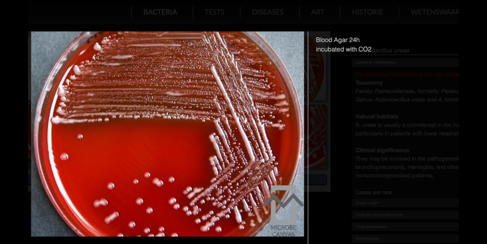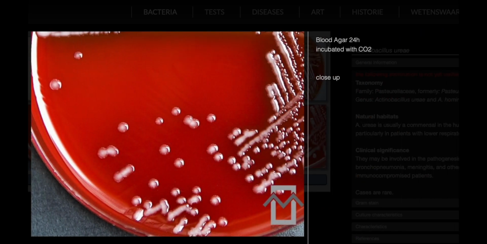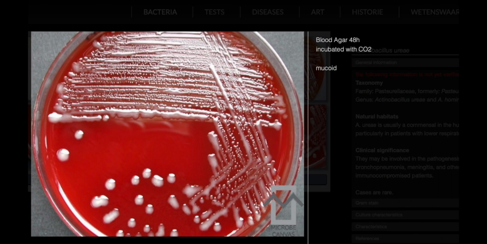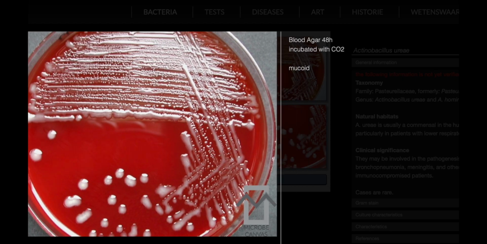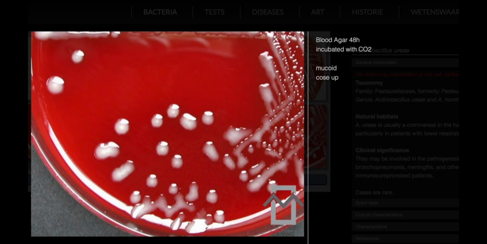Notably, Actinobacillus ureae has been implicated in a range of infections including sinusitis, bronchopneumonia, and even meningitis in immunocompromised patients. Although infections caused by Actinobacillus ureae are uncommon, they highlight the potential pathogenicity of this bacterium, particularly in vulnerable populations.